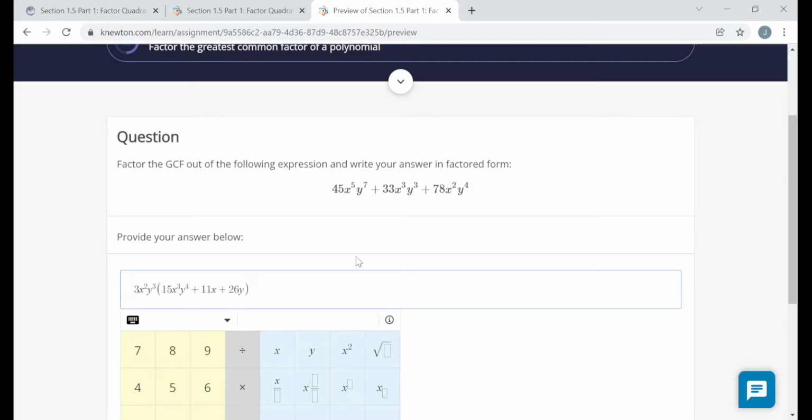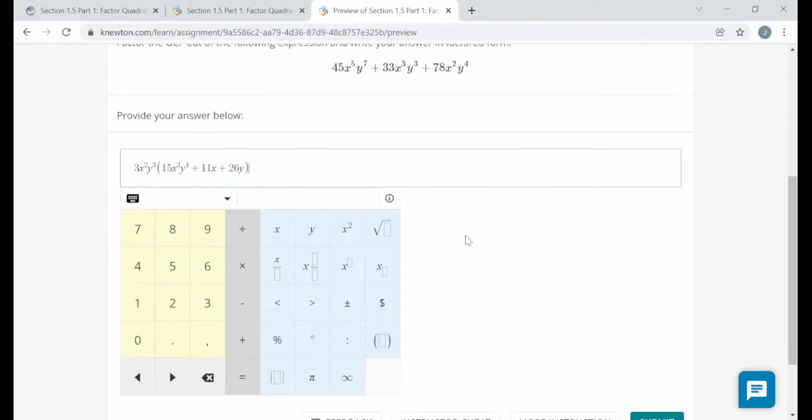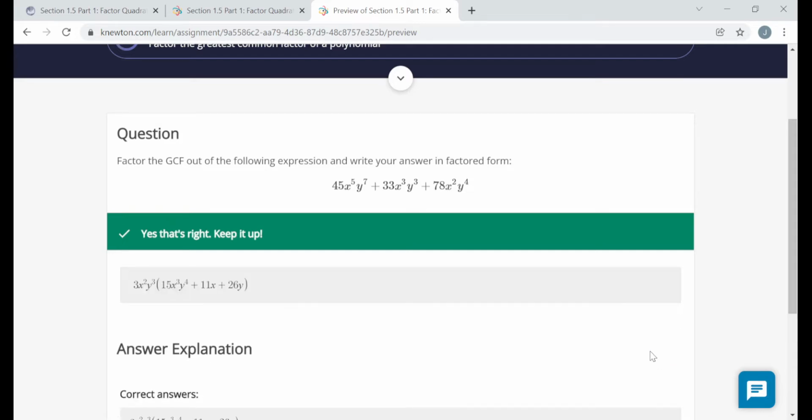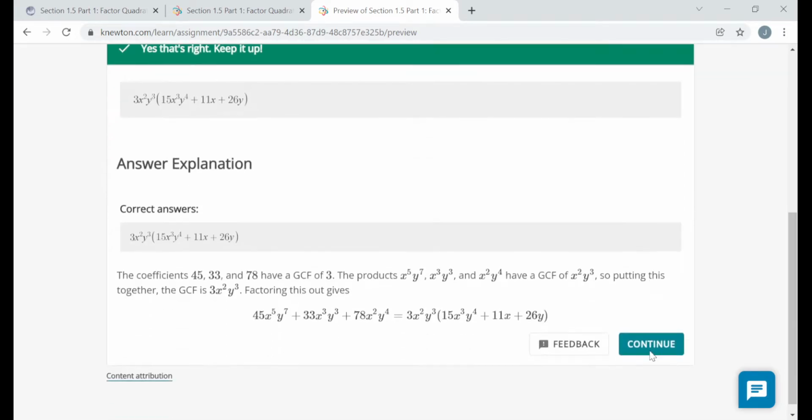And again, double check it. Make sure when I redistribute, when I multiply these, I get this polynomial back. All right. And yeah, looks good on my end. All right, so I'll hit submit. And great. Again, read through your answer explanations.